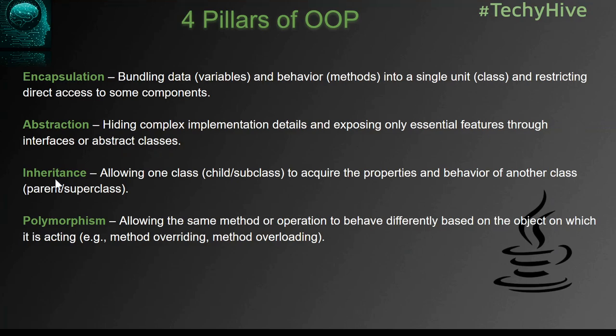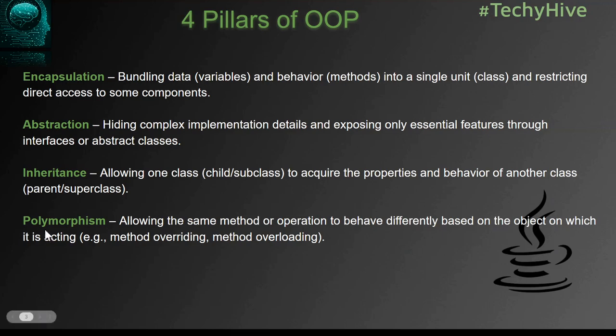Next pillar is inheritance. Inheritance allows one class to acquire properties and behavior of another class. The class inheriting properties and behavior from another class is called a child or subclass, and the class which is being inherited from is called a parent or superclass.